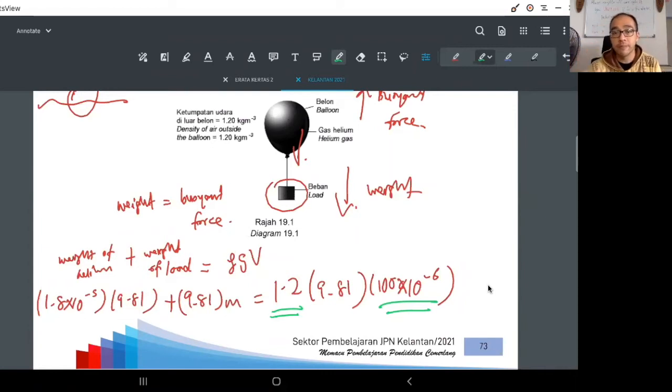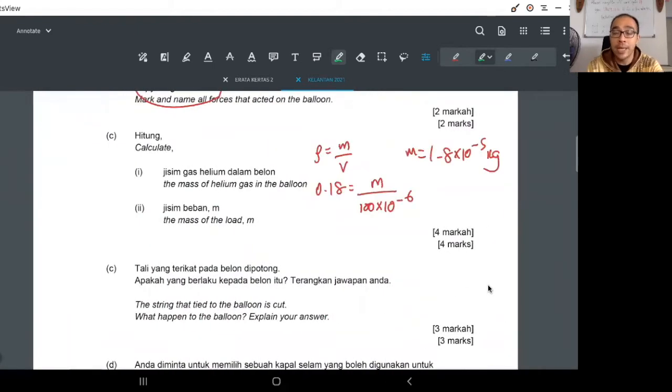Same as this one. So you calculate, and you will get m equals 1.015 times 10 to the power of negative 4 kilograms. If my calculation is a mistake, please let me know. I'm just telling you from what I'm looking at in the marking scheme. So m equals 1.015 times 10 to the power of negative 4 kilograms. That will be the mass of the load.